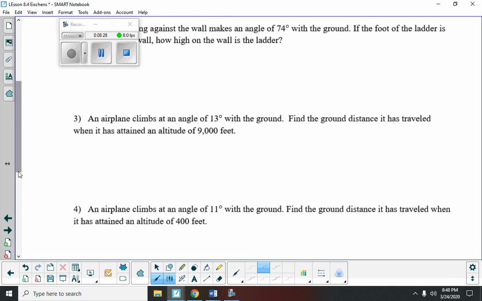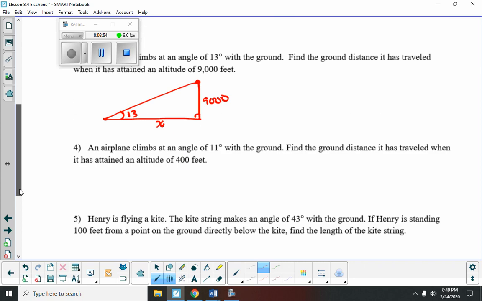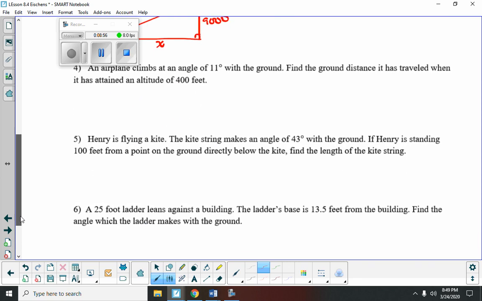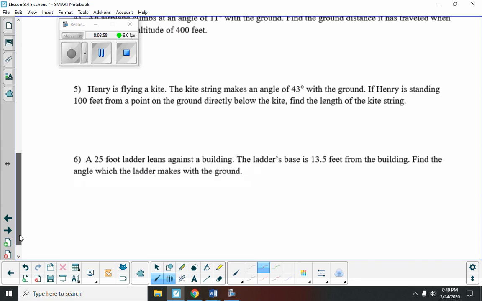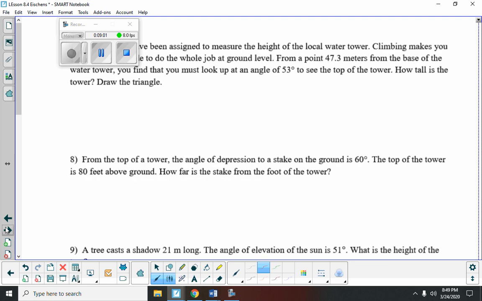An airplane climbs at an angle of 13 degrees with the ground. Okay, so this is 13 degrees. The airplane's climbing. Find the ground distance it's traveled when it has attained an altitude of 9,000. So that means that the perpendicular distance from the plane to the ground is 9,000, and we want to find the ground distance.